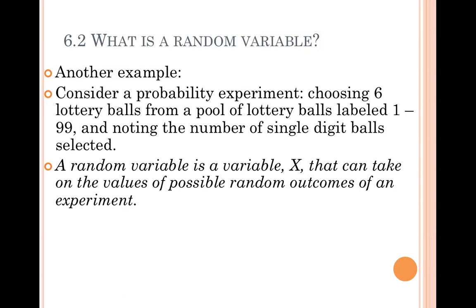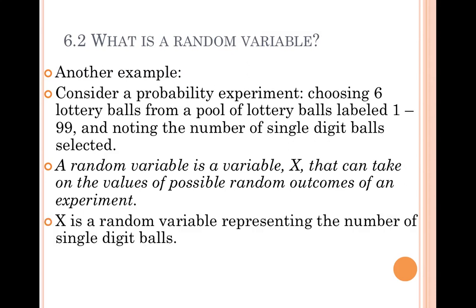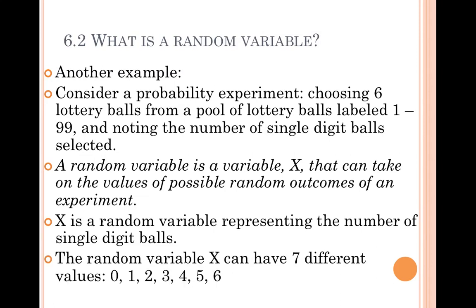So again, the definition of a random variable is a variable x that can take on the values of possible random outcomes of an experiment. X is a random variable representing the number of single-digit balls. So the random variable x can have 7 different values: 0, 1, 2, 3, 4, 5, and 6.